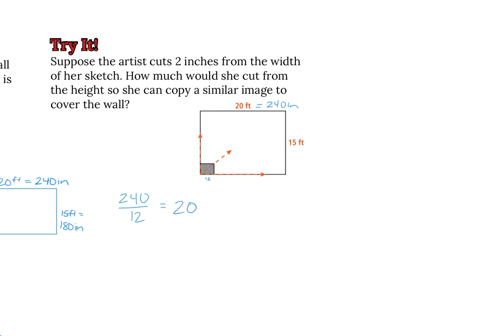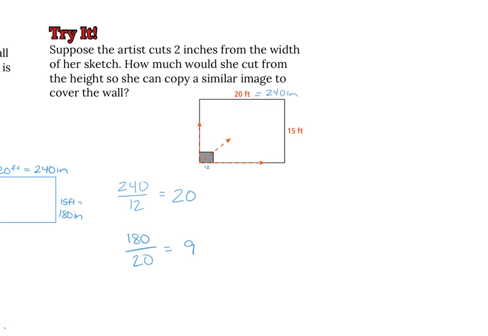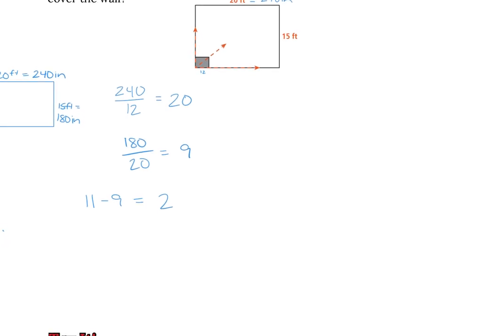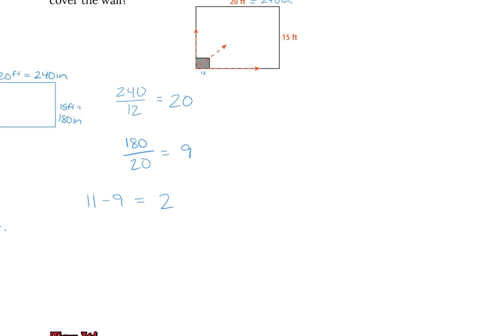Okay, so if I want a ratio of 20 for my height, I'm going to take my height, which is 180, and divide it by that ratio of 20 to find out what my height needs to be. Okay, that's going to give me 9. So I want a height of 9. Well, right now, there's a height of 11 on the mural, and I want it to be 9, so I'm going to subtract. So I need to cut 2 from the mural. So she needs to cut 2 inches from her mural.